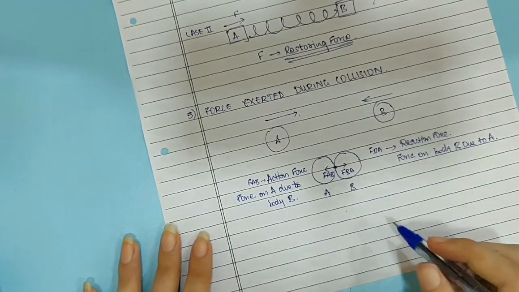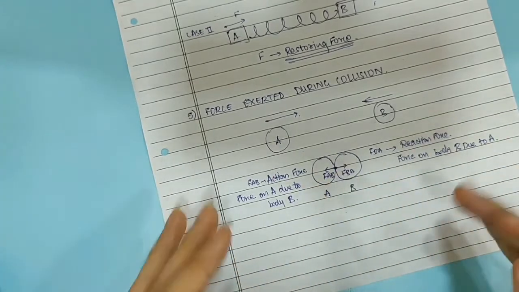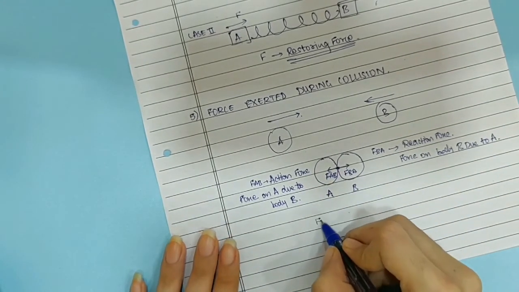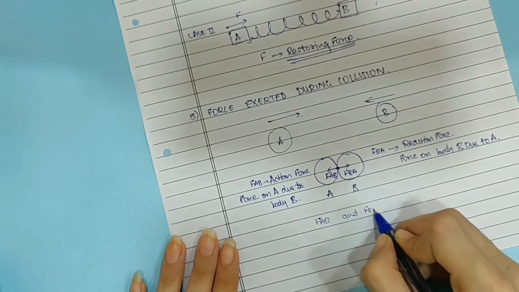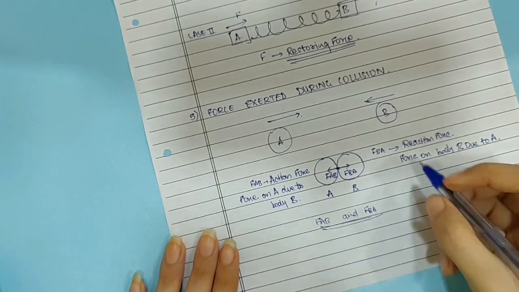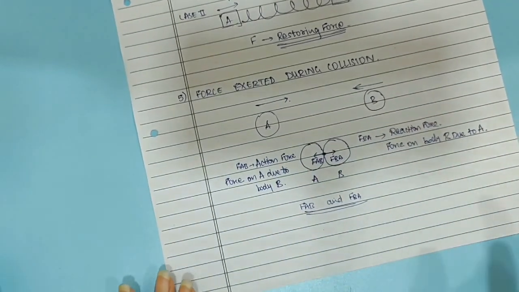So as a result of these forces, the two bodies after collision move apart because of these forces FAB and FBA. Because of these forces after collision, both the bodies move apart. So this was all about the forces exerted during collision.